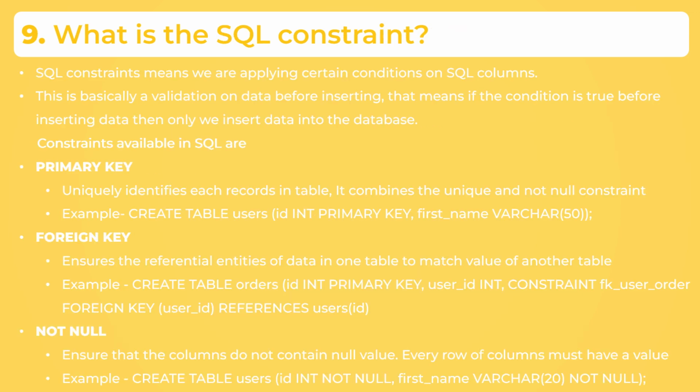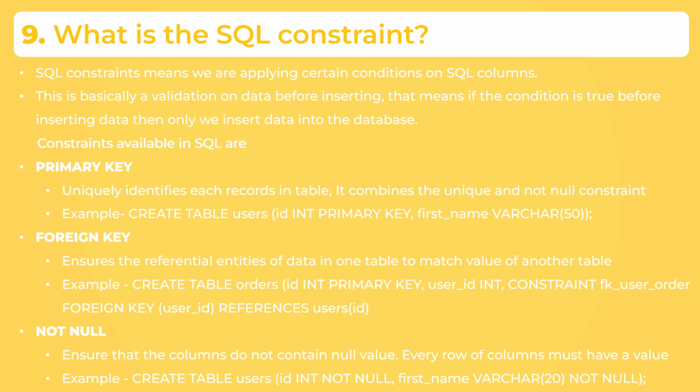Next one is, what is an SQL constraint? An SQL constraint means we are applying certain conditions on SQL columns. This is basically a validation on data before inserting. That means if the condition is true before inserting data, then only we insert data into the database. There are different types of constraints available in SQL.